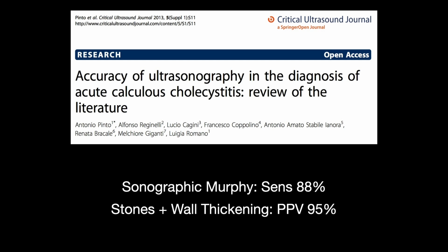Again, individually, in isolation, I'm going to keep hammering this one, these sonographic findings aren't sufficient to make the diagnosis. But when you have a patient who has a typical clinical story, right? Right upper quadrant pain, nausea, vomiting, maybe pain worse after they eat, and you find these things, man, this is really highly concerning for cholecystitis, right?